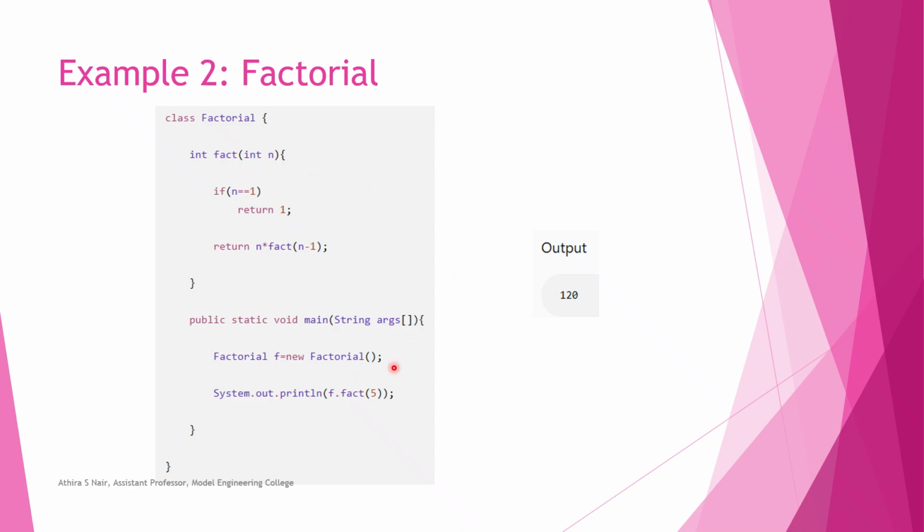So in the program, factorial of 5 is equal to, first it takes 5 into factorial of 4. Then it takes 5 into 4 into factorial of 3. Then it takes 5 into 4 into 3 into factorial of 2. Then it takes 5 into 4 into 3 into 2 into factorial of 1. Then n is equal to 1 and it returns 1. So factorial of 1 is equal to 1. So therefore the answer is 120.